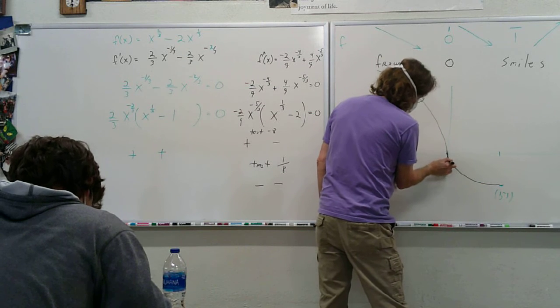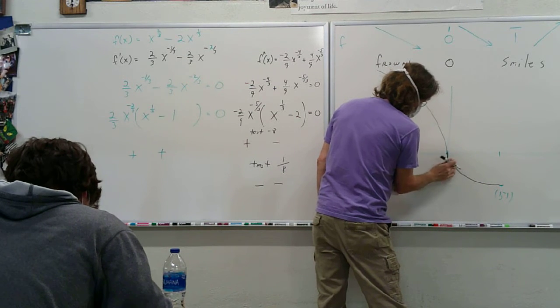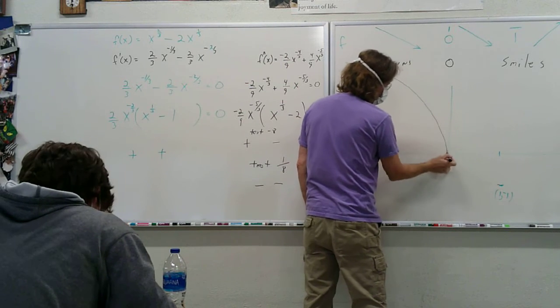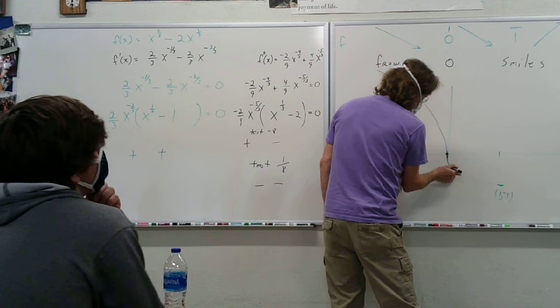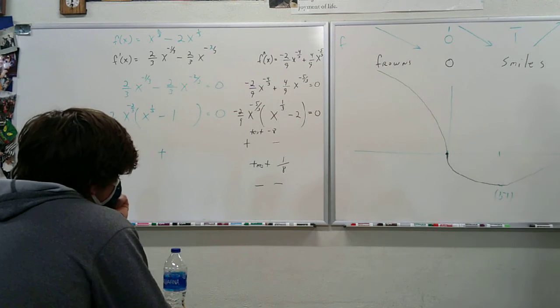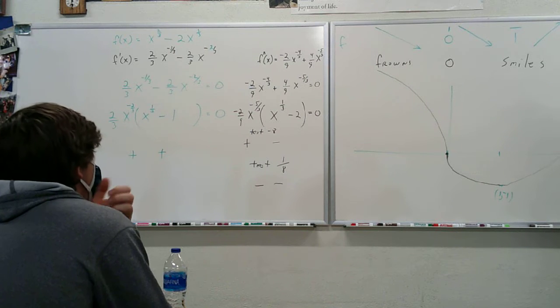So it's still going down, and then it smiles. So right here is an inflection point, because it's frowning, and then it starts doing what? Smiling.